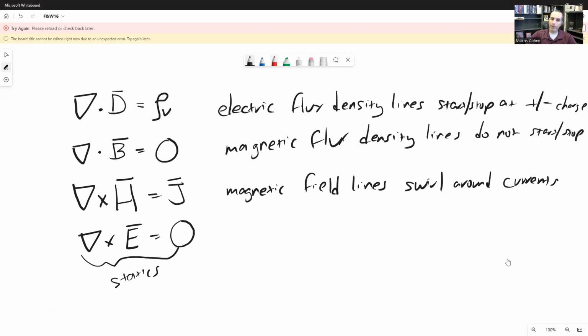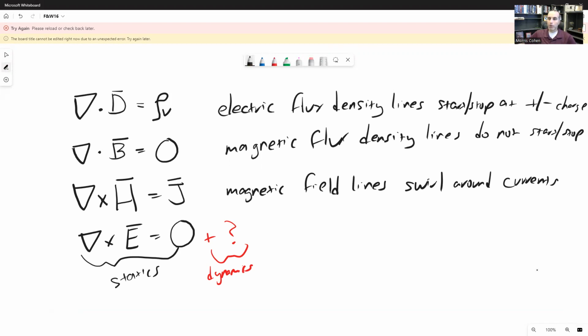But as we're about to find out, there is basically something missing right here that's going to be true for what we're going to call dynamics. Dynamics is where things are changing with time. And that is called Faraday's law. So let's first review what del cross E, or what the curl of E equals 0 means, and then we'll add on this new term that Faraday's law is going to give us.